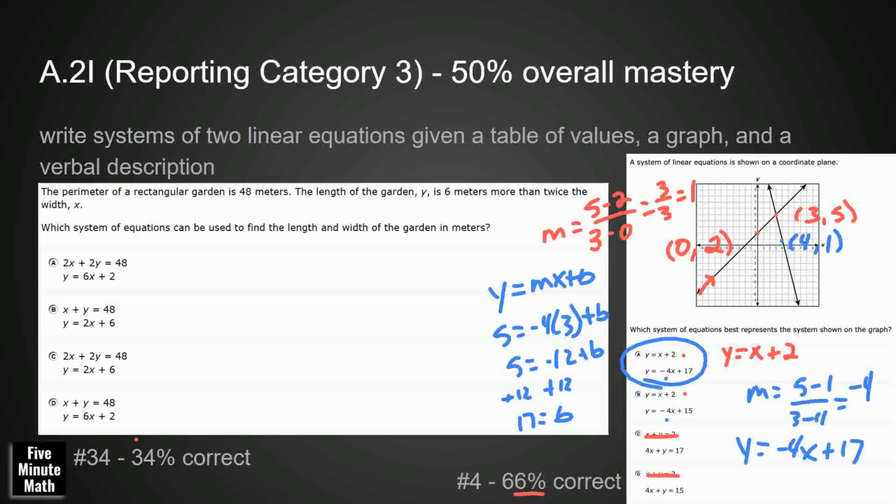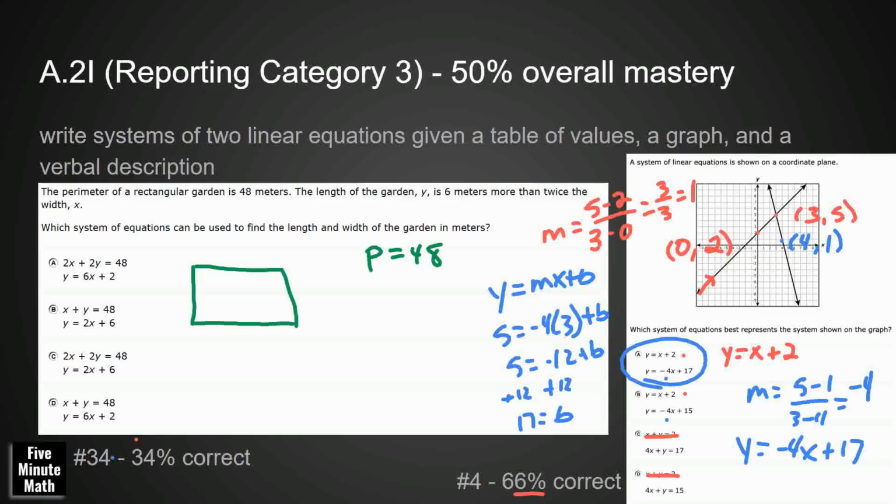There we go. 66% of our students got that. Not too much of a challenge. It was number 34 because, as you see here, it's just a verbal description, and it's going to be a little bit challenging. We have to go all the way back to 4th grade to the first time we used the formula for perimeter of a rectangle. So we have perimeter of a rectangle. See this right here is 48. So P equals 48.